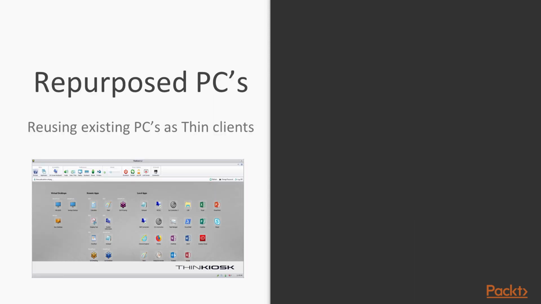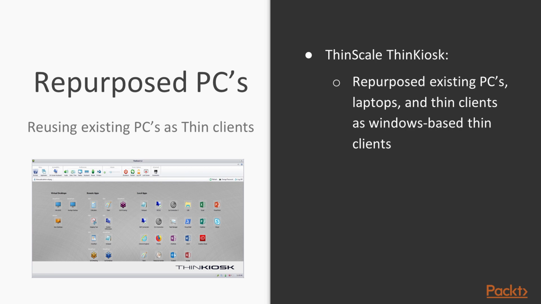The other option is to repurpose PCs. So what we're talking about here is taking your standard desktops, laptops and existing thin clients and turning them into thin clients. And the example we've used here is a product called ThinKiosk from a company called ThinScale. And what that allows us to do is repurpose any existing Windows device and turn it into a locked down Windows-based thin client. The advantage there is that it supports all VDI vendors, so Citrix, Microsoft and VMware.